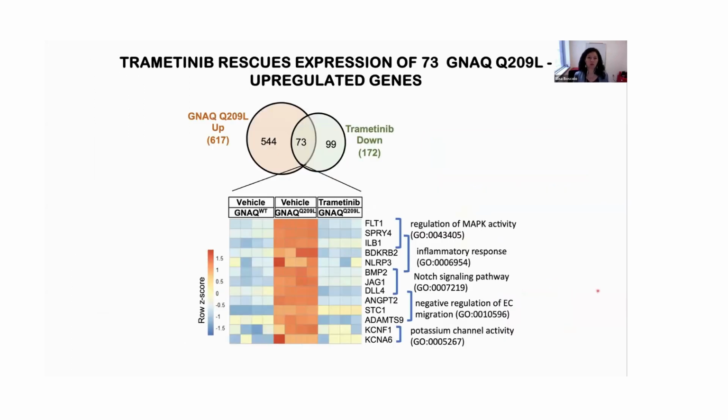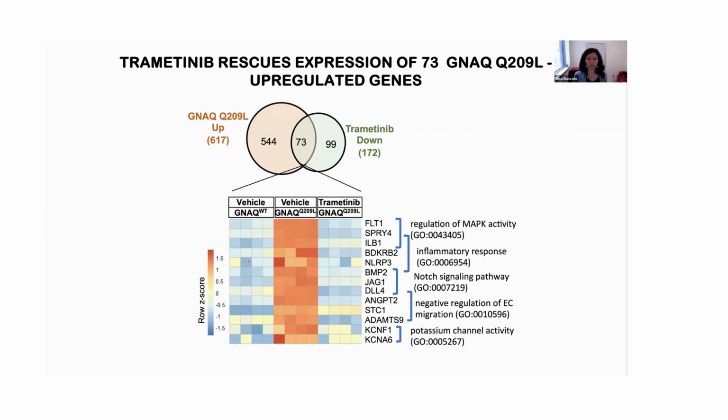We went back also to perform RNA sequencing to understand what changes trametinib treatment was responsible for. And especially, here I'm showing you that when you look at the genes that are upregulated in the Q209L GNAQ cells compared to the wild type, we identify 617 genes being upregulated. And trametinib downregulates 73 of them.